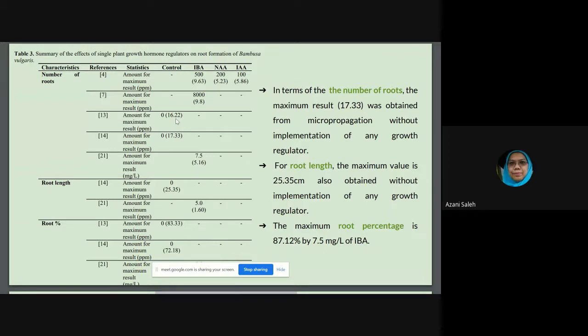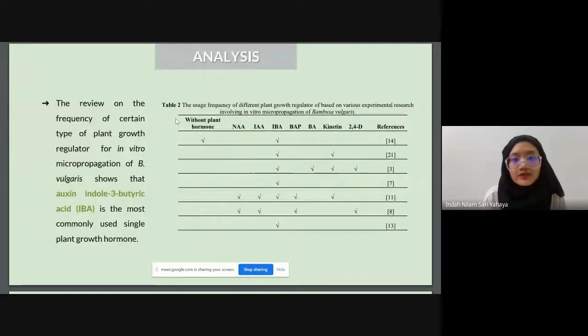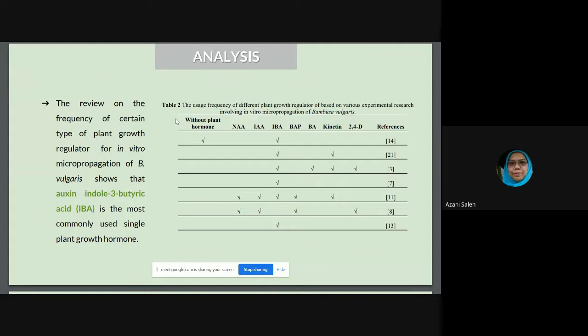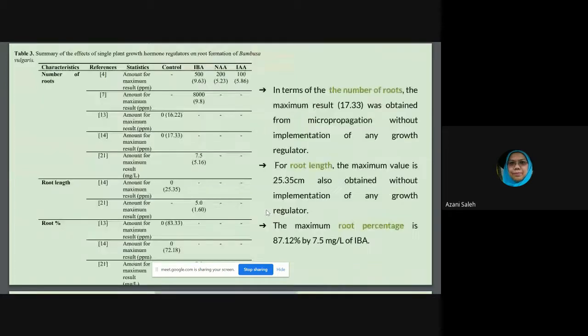So how come your conclusion said that IBA, as you just mentioned, is the best hormone for rooting induction? It is because it is mainly used in many researches. Okay, it is frequently used. Mostly used in many research, is it? But in terms of the number of roots, the treatment without IBA is much better.